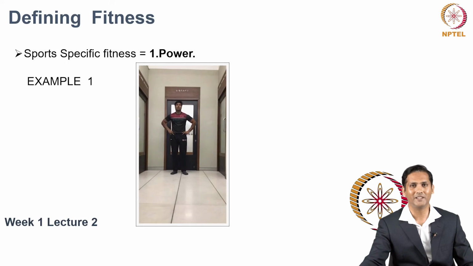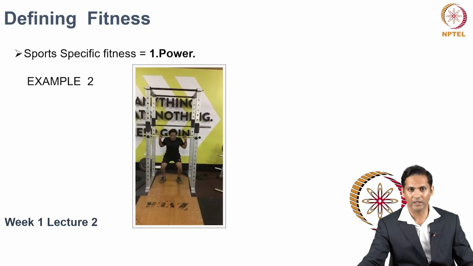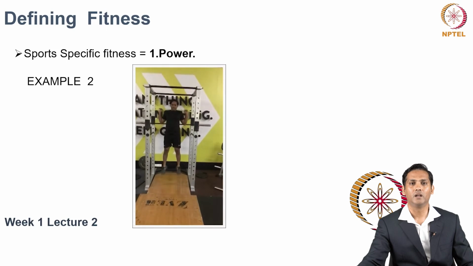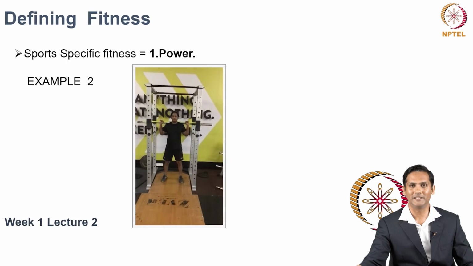What type of power? It is called starting strength. What is the name of this exercise? It's a jump squat exercise, a counter movement jump squat exercise. Another example is where a resistance is used. This is again a form of power training, power exercise, but an external load is being used. This is a speed strength type of power.